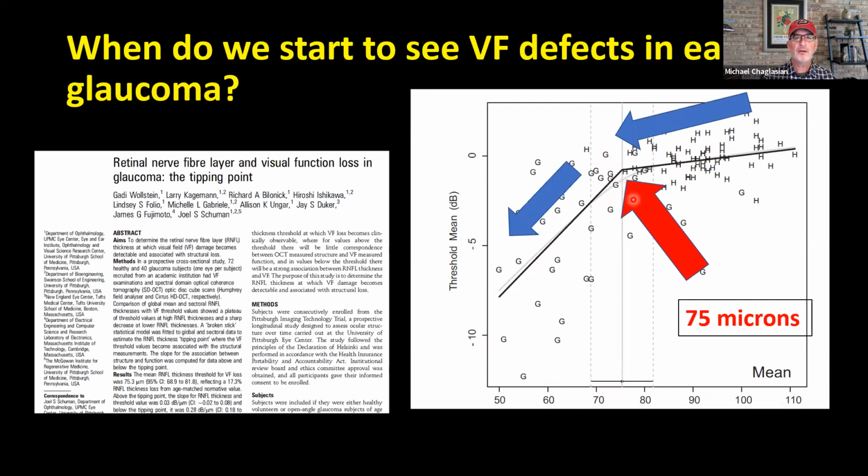And you can see here, once you get down to 75 microns, this is the tipping point when field defects really begin to start to appear. Now, sometimes they appear earlier, but they're smaller, more elusive. They can be variable. You might not detect them on a 24-2 grid. So keep those things in mind. And as you're tracking your patients, and we'll see examples of this in my slides, many of your patients start off up here, of course, with a normal average retinal nerve fiber layer thickness, and then get down to 75, and then the field loss starts to come very quickly.